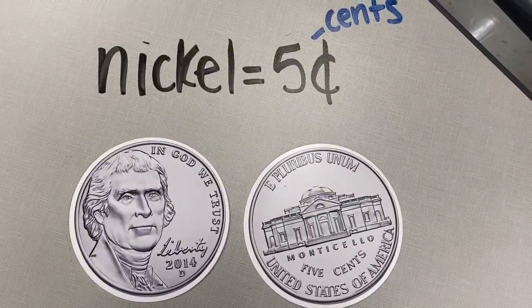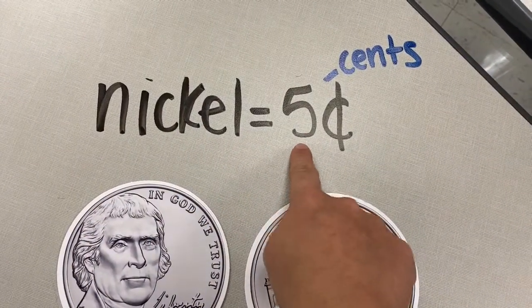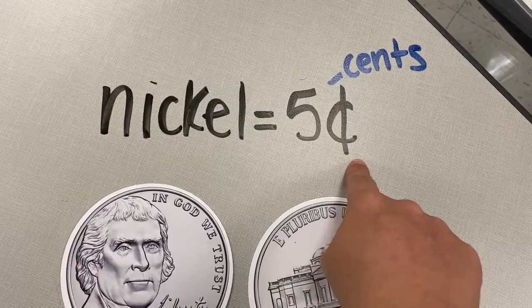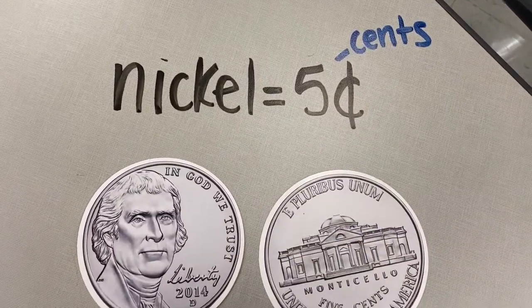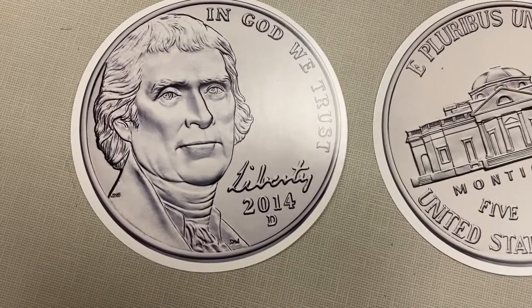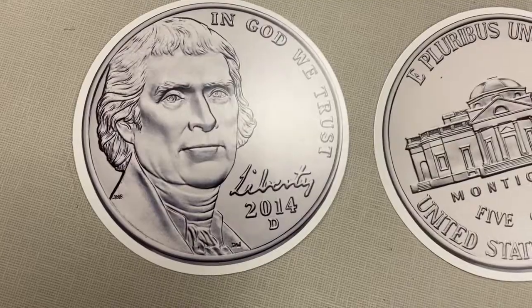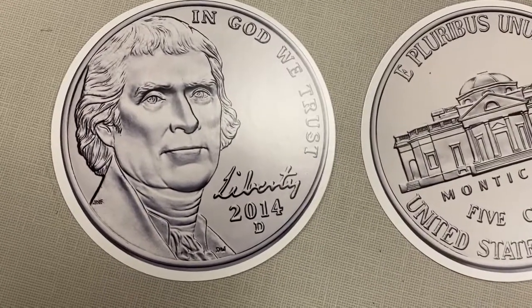The next coin that we're going to look at is the nickel, and it is worth 5 cents. And remember, the cent sign is written with a C and a line through it. The front of a nickel has Thomas Jefferson on it. He was one of our presidents. It also says "In God We Trust," and it has the date that the coin was made.